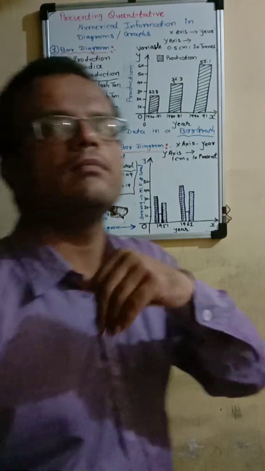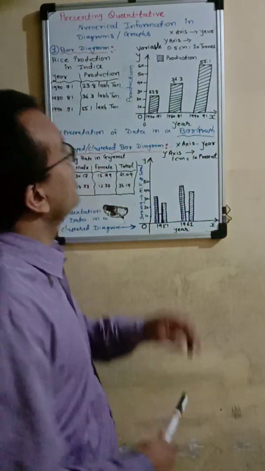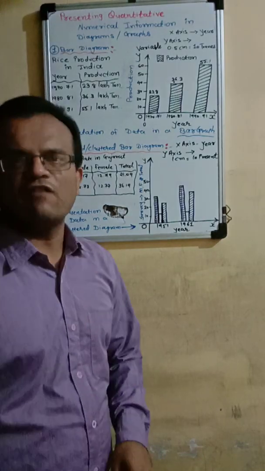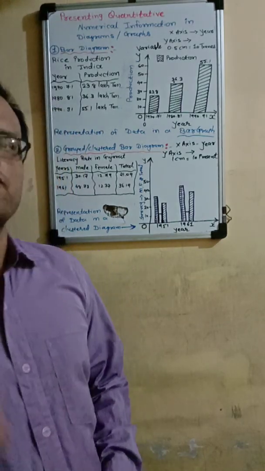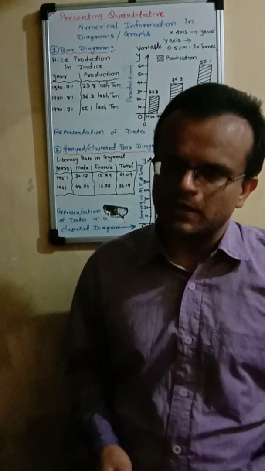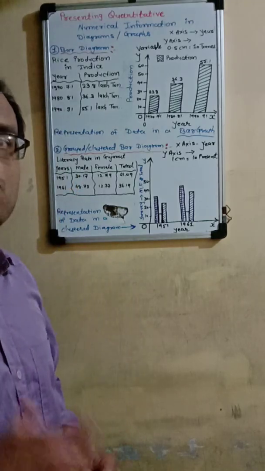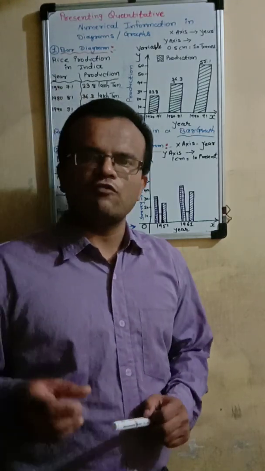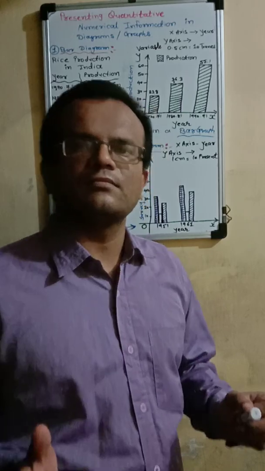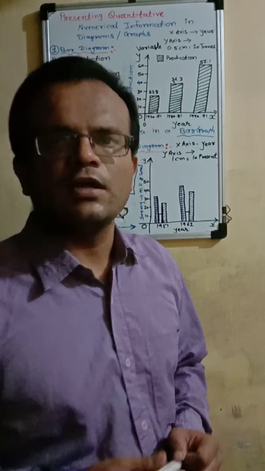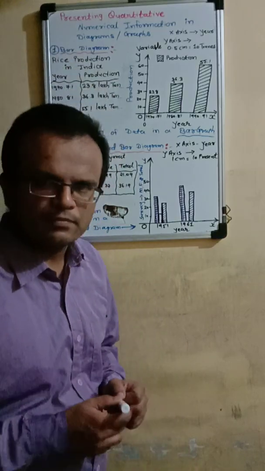Now we are moving further and taking the next topic today: presenting quantitative numerical information in graphs and diagrams. There is information or data, numerical data, especially statistical data. How do you represent it in front of a big mass, especially illiterate or less educated people?